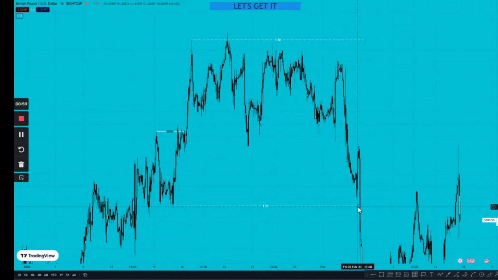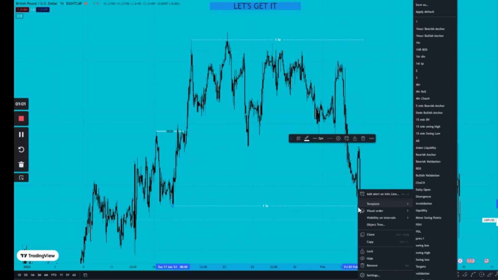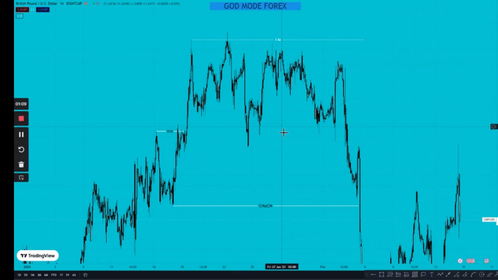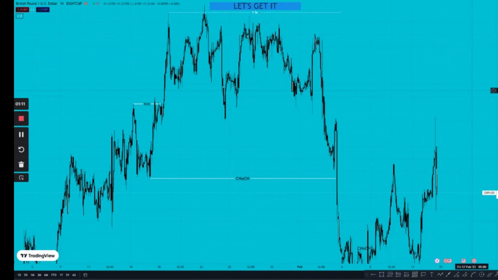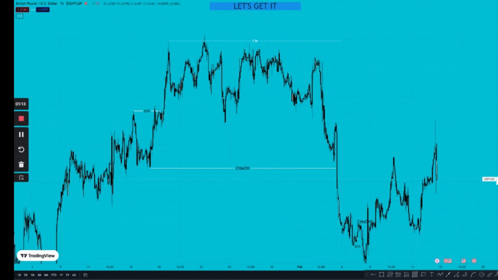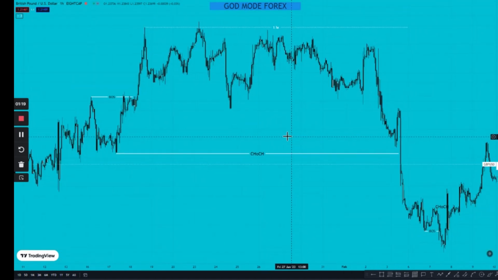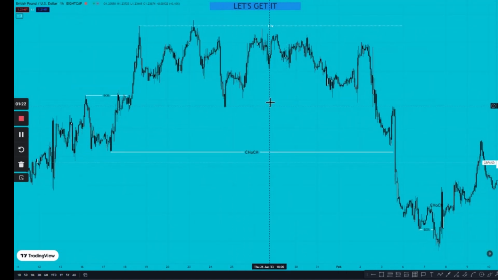And when we broke it, it then gave us a CHoCH, a change of character. So when we had a change of character like this, we realized that, okay, we are now on a downtrend. And like I said on episode number 1, when we have a change of character, we expect the market to move from bullish to now bearish.